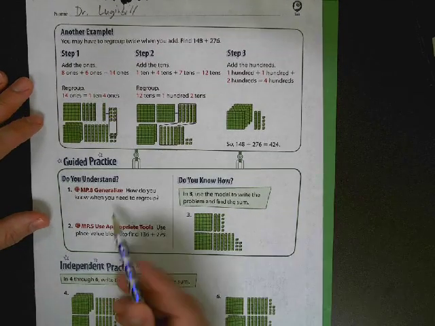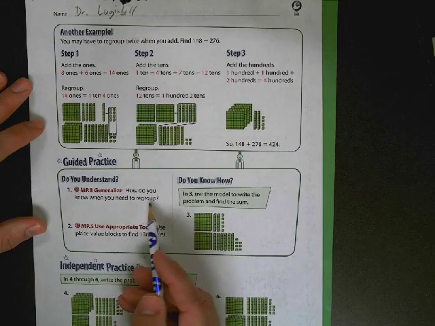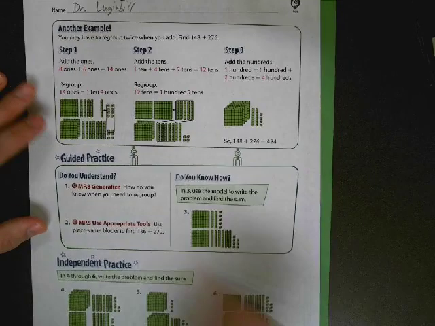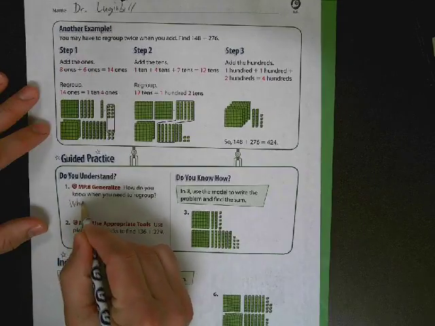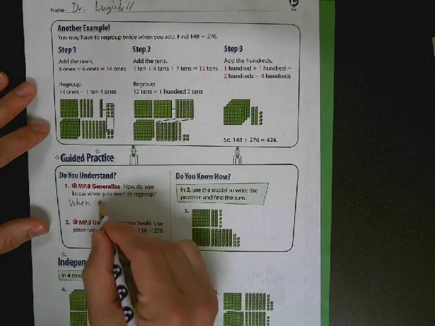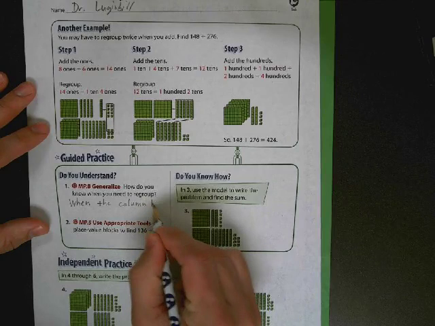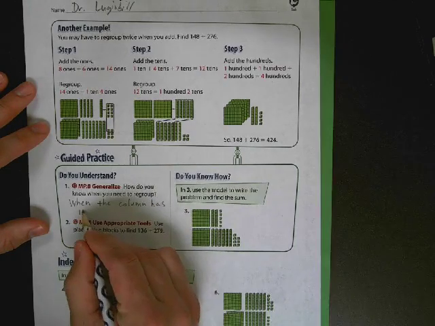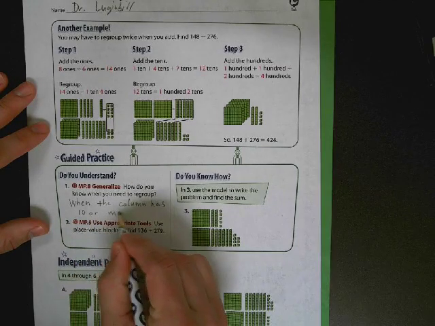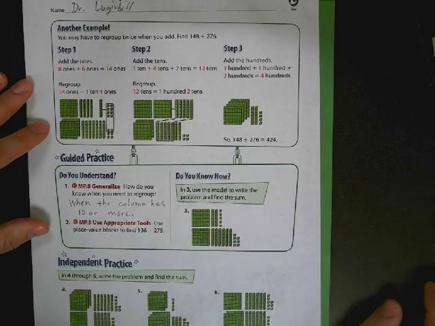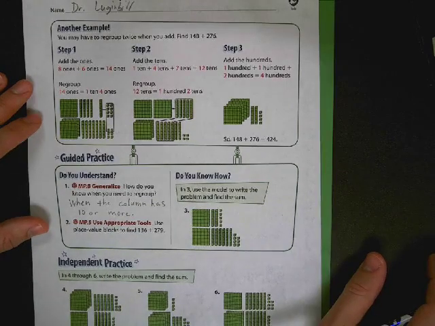So this is up here, guided practice. How do you know when you need to regroup? You know you need to regroup when the column has 10 or more. So anything between 10 and 19.